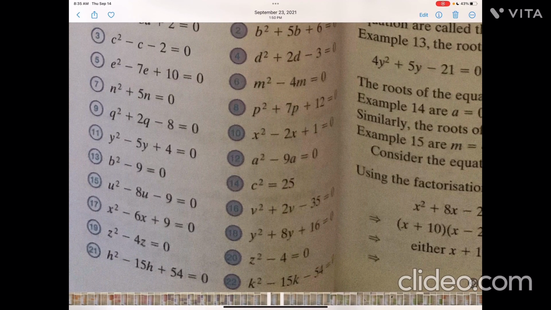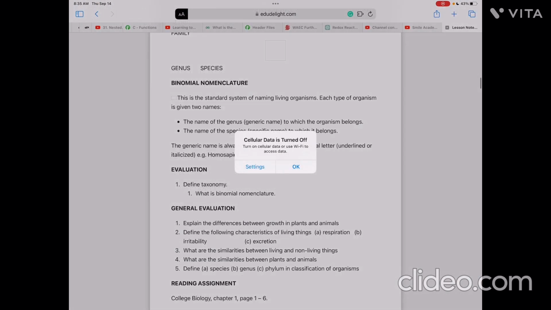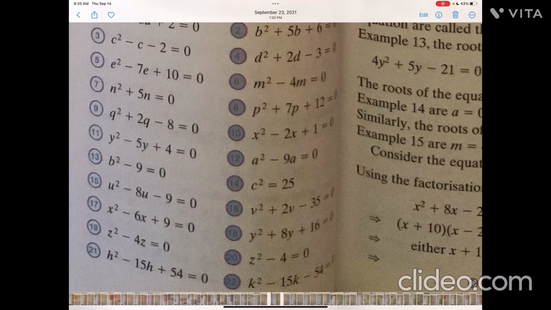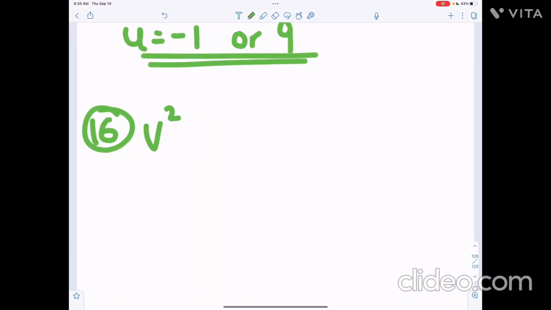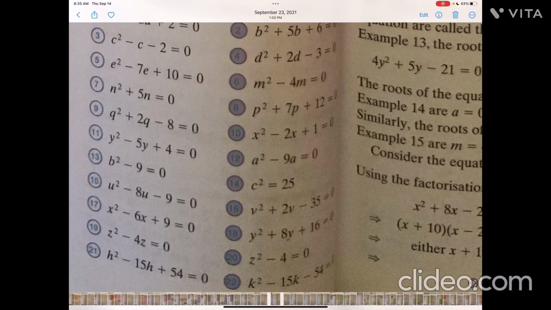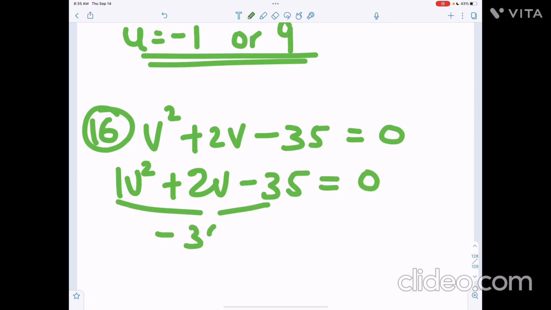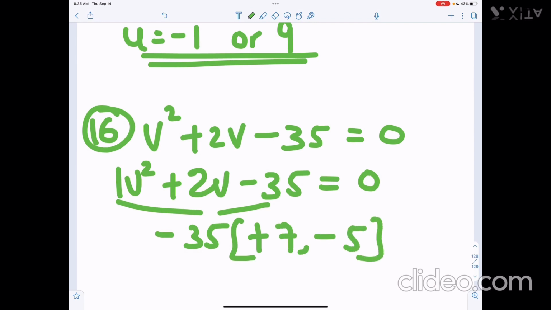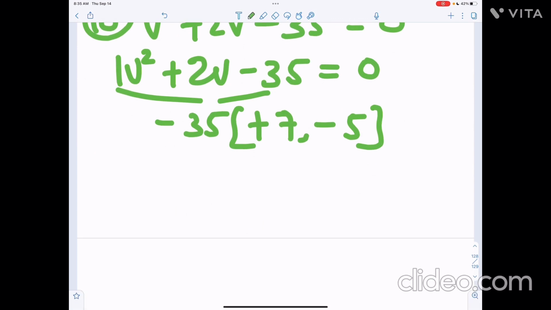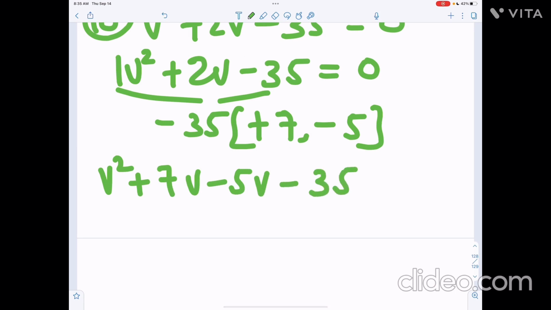In question 16, v squared plus 2v minus 35 is equal to 0. So 1v squared plus 2v minus 35 is 0. 1 times minus 35 is minus 35. The factors are obviously plus 7 and minus 5. So I'm going to change this to v squared plus 7v minus 5v minus 35 is 0.